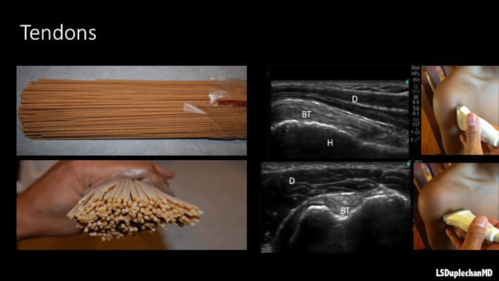The inferior image is in short axis with left being medial. The bright object is the biceps tendon and below that is the humerus. The deltoid muscle is just above and subcutaneous tissue is on the very top of the image.